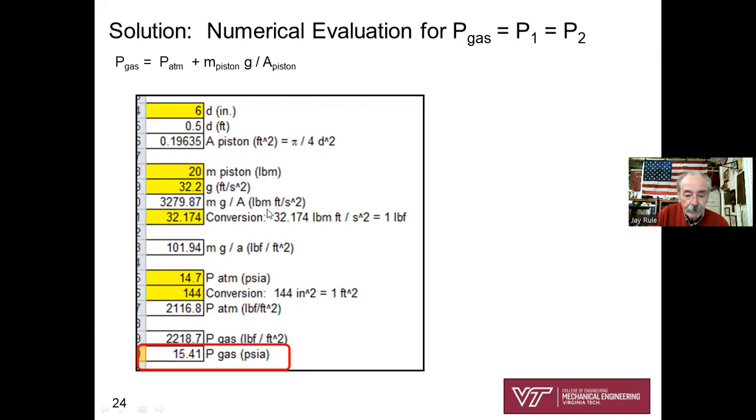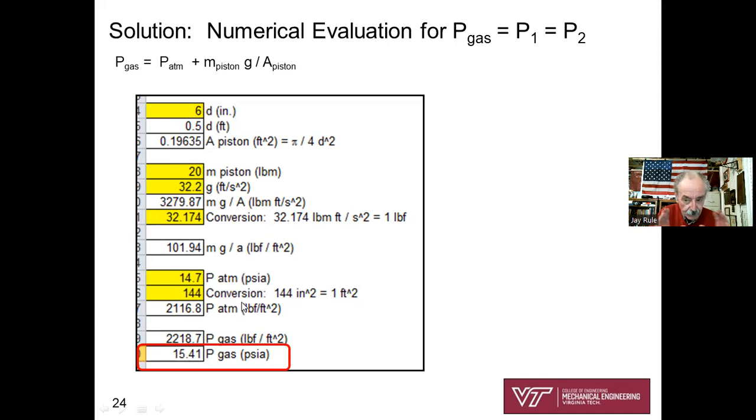3279.8 pound mass feet per second squared. That's not pounds force. So I've got to use my conversion and check my units to get pounds per square foot. Mg over A, that should be a capital A, by the way. Sorry about that. 101.9 pounds force per square foot. Okay. Atmospheric pressure given. So I'm going to add, 14.7 PSI given. So I've got to multiply by 144 to get P atmosphere is 2116 pounds force per square foot.